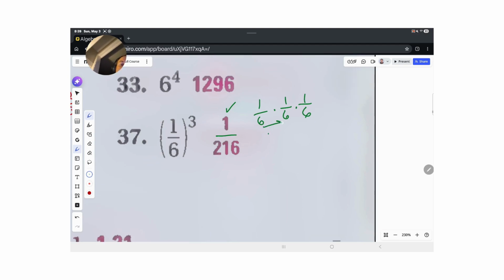6 times 6 is 36. And then 36 times 6, let's check it. 6 times 6 is 36. 6, 12, 18 for 6 times 3. 18 plus 3 is 21. 216. Correct. 1 over 216 or 1/216.